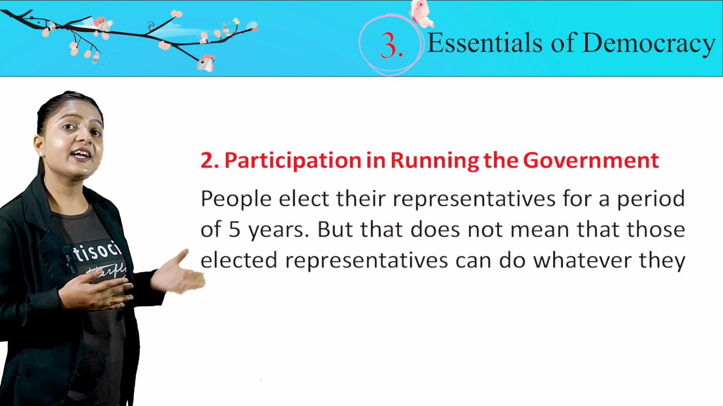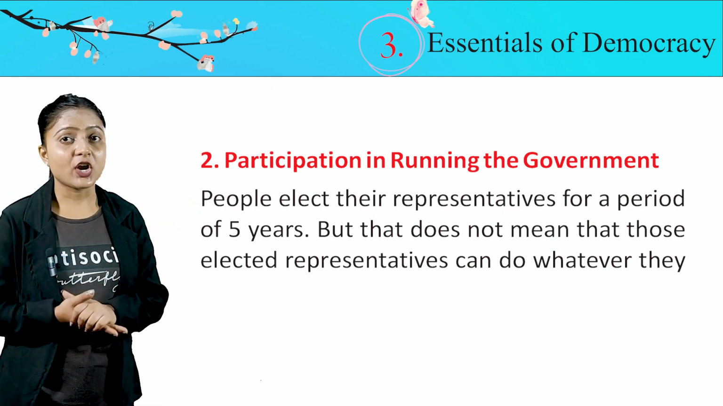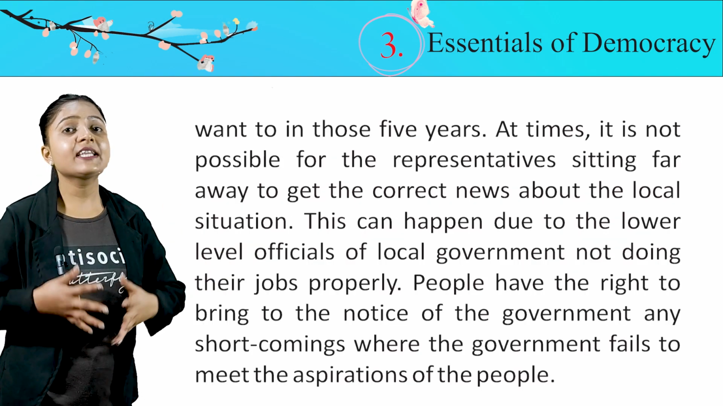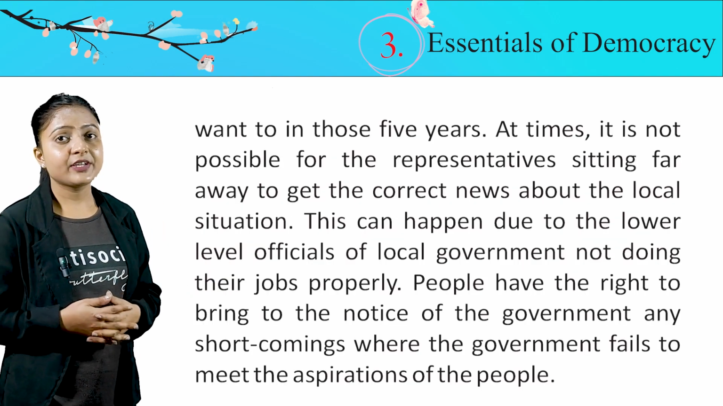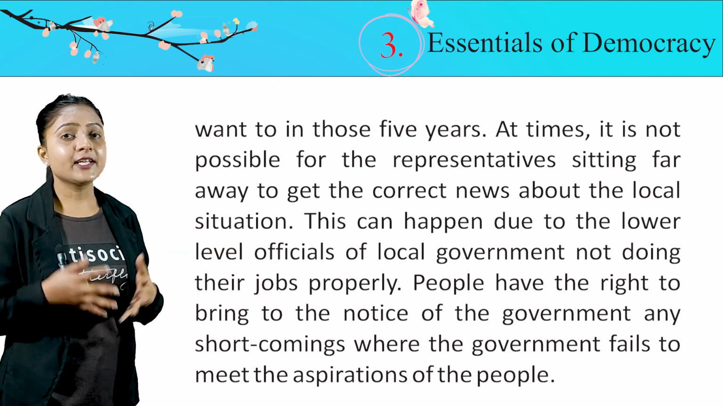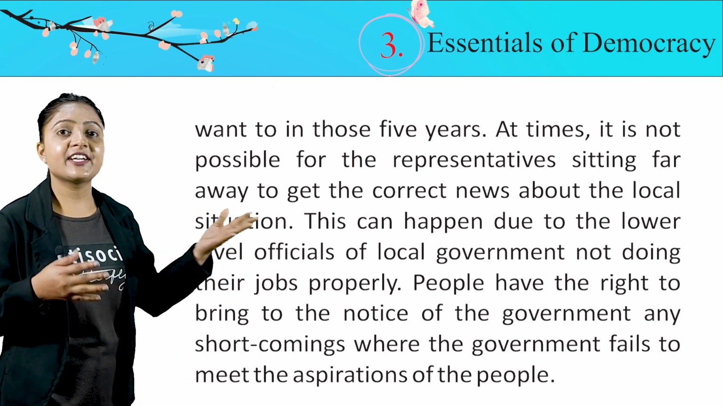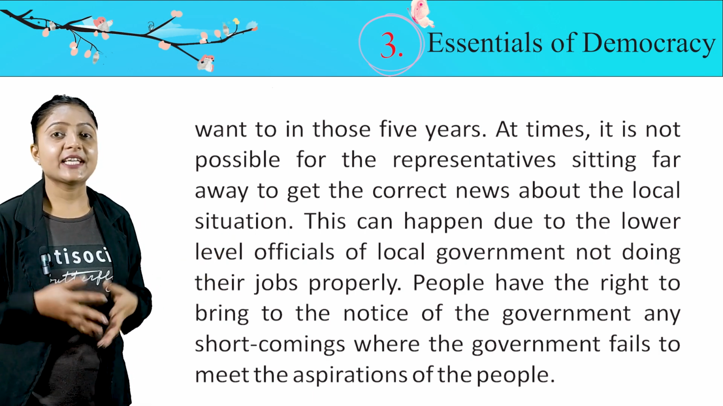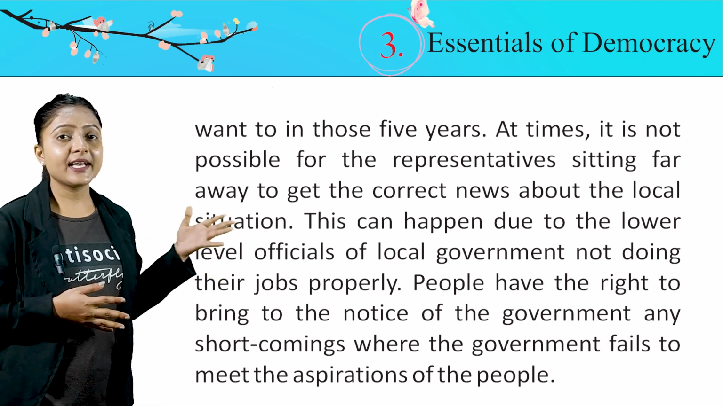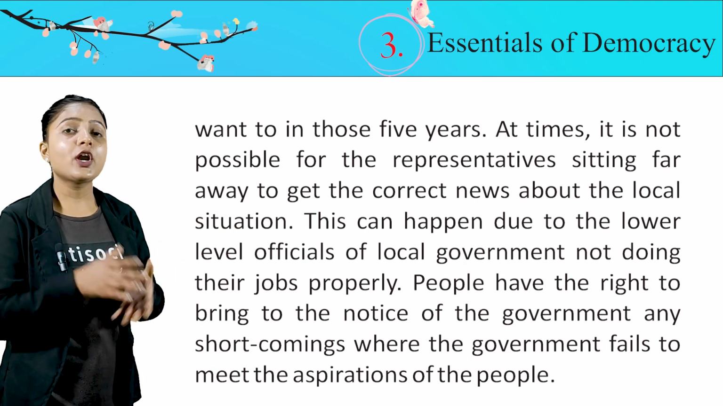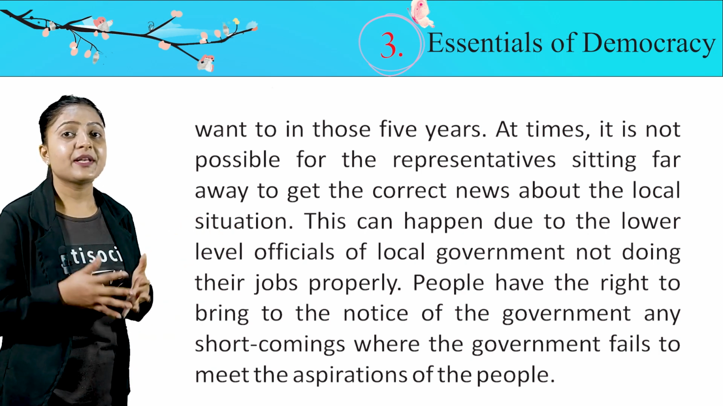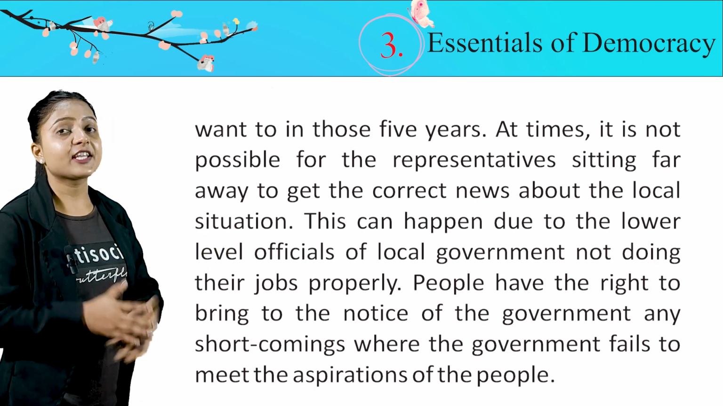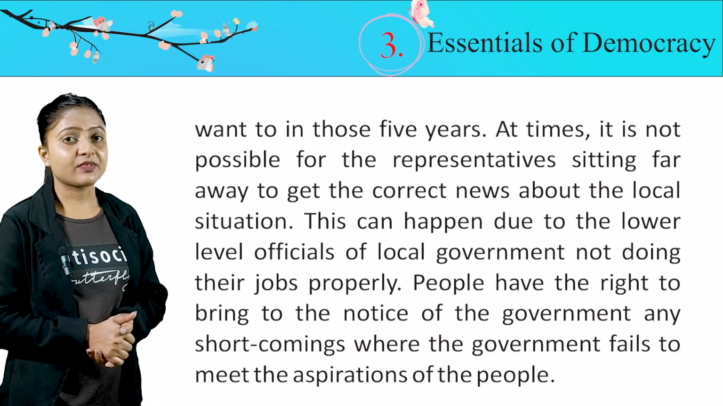People elect their representatives for a period of 5 years, but that does not mean that those elected representatives can do whatever they want to in those 5 years. At times, it is not possible for the representatives sitting far away to get the correct news about the local situation. This can happen due to the lower level officials of local government not doing their jobs properly. People have the right to bring to the notice of the government any shortcomings where the government fails to meet the aspirations of the people.